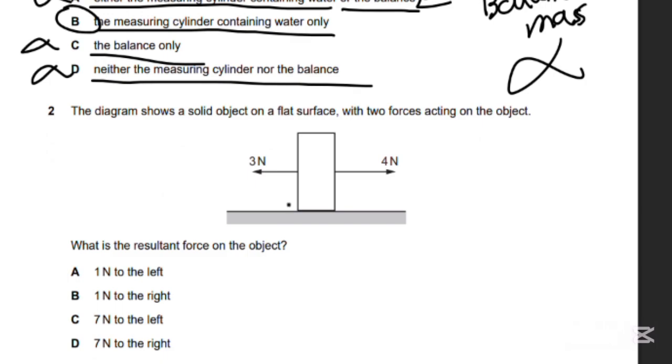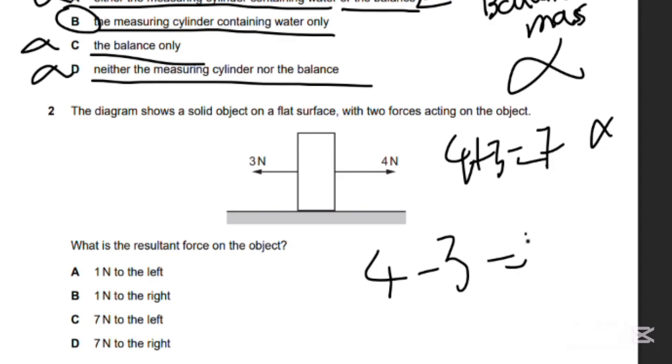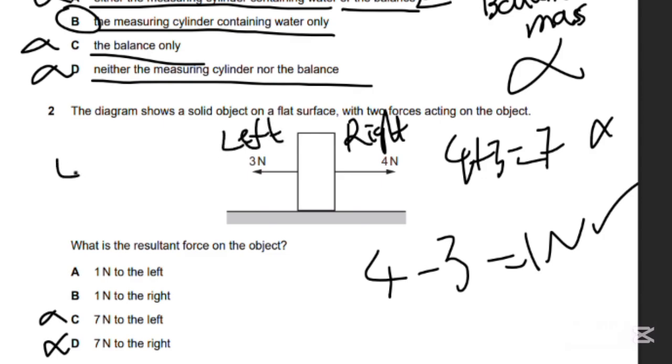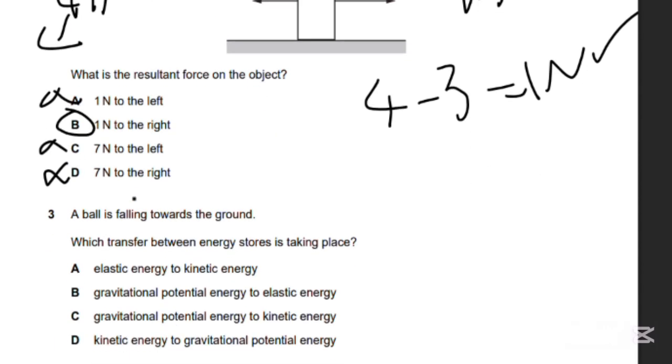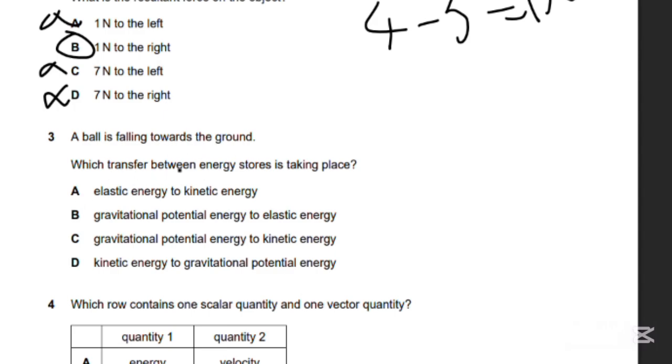Then we move on to question 2. What is the resultant force on the object? To find the resultant force, we do 4 minus 3, not 4 plus 3, which would give 7 and is wrong. So it's 1 Newton. C and D are wrong, and it's between A and B. Since 4 is greater than 3, the resultant force goes to the side with 4, which is the right, so it will be B.